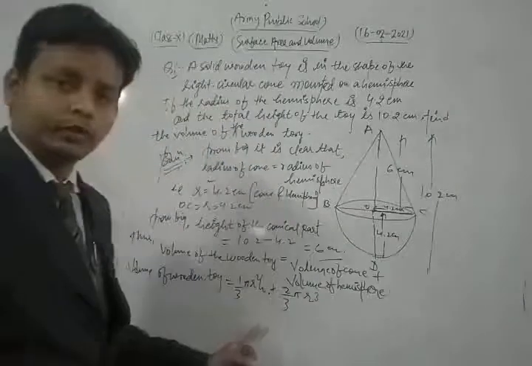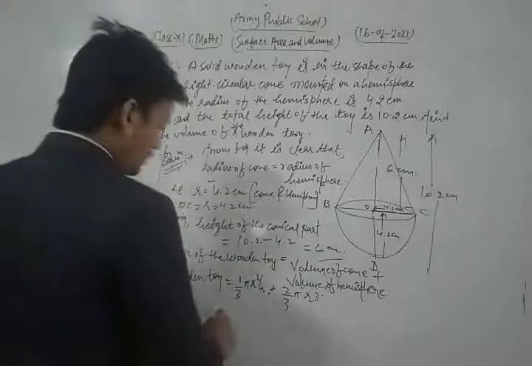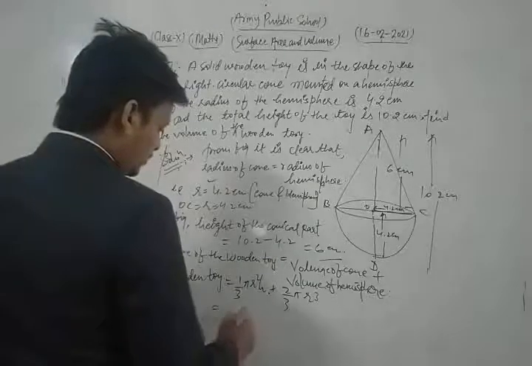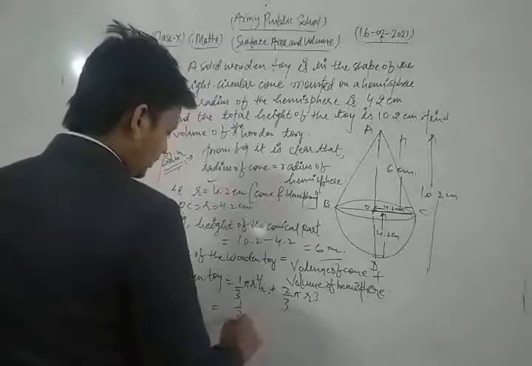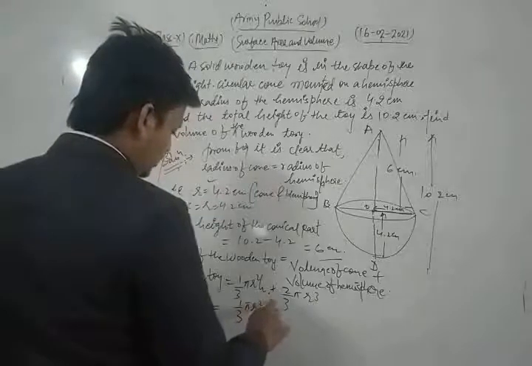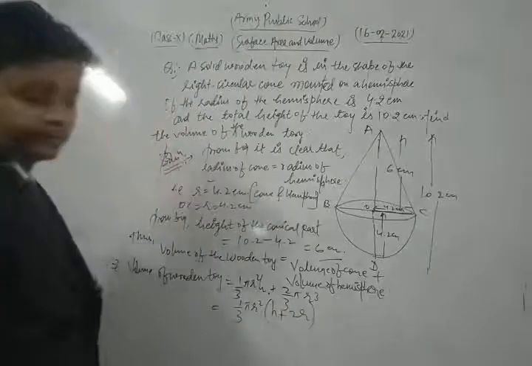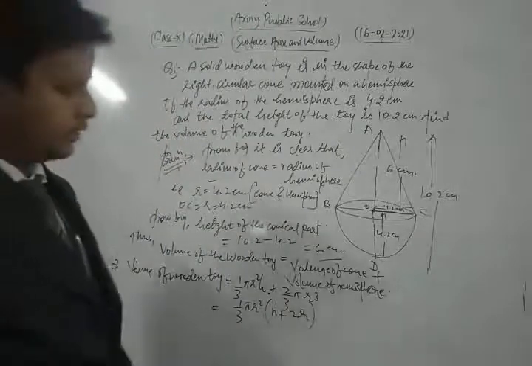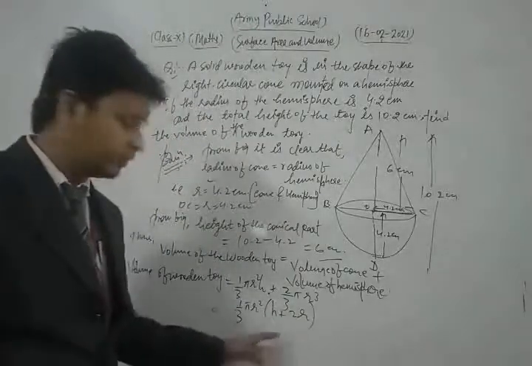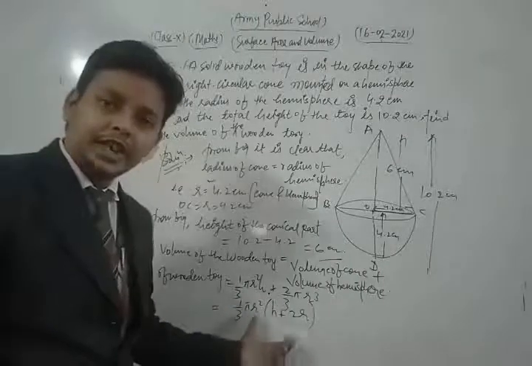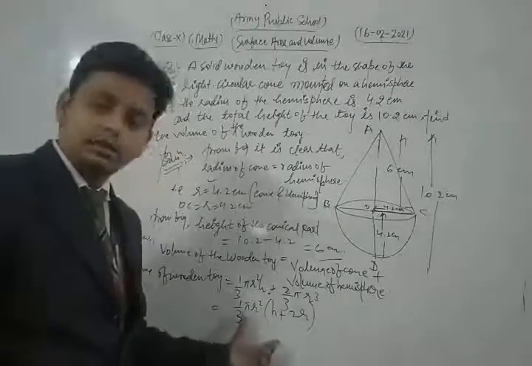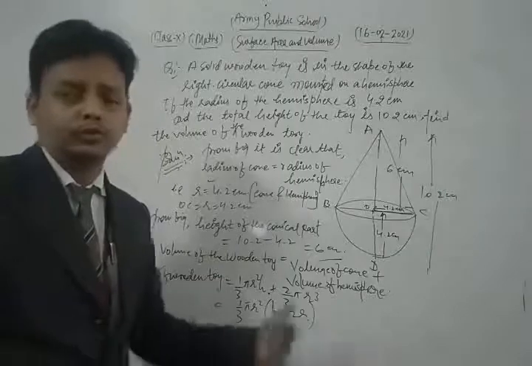Now what is common from there? Here we take 1 by 3 pi r square as common. Then we get h plus 2 into r. This is the left value. Now we put each and every value in this formula and simplify them, so we get our result.